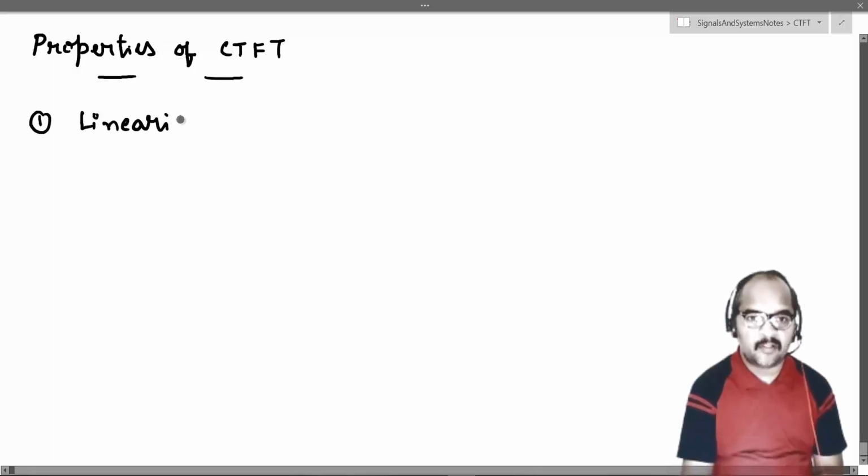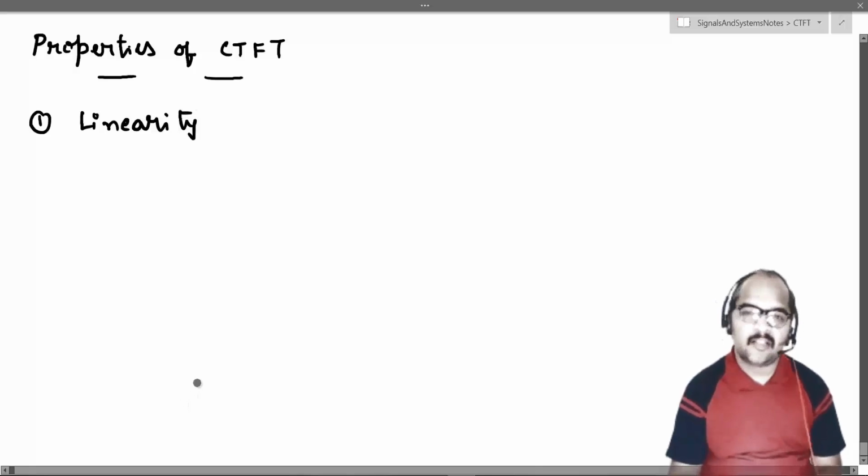We have seen this even for the Fourier series, so most of the properties will repeat here. The notation will change. The first property is linearity. So what does it say?